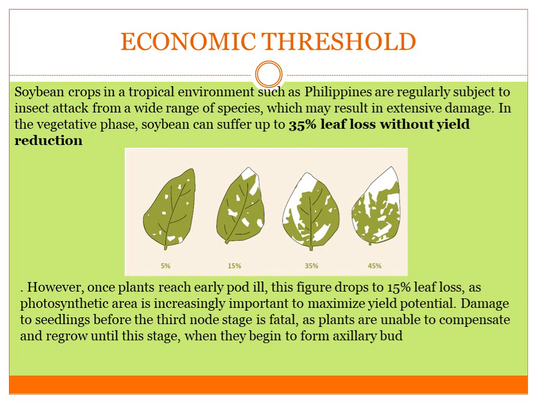However, once plants reach early pod yield, this figure drops to 15% leaf loss as photosynthetic area is increasingly important to maximize yield potential. Damage to seedlings before the third node stage is fatal, as plants are unable to compensate and regrow until this stage, when they begin to form axillary buds.